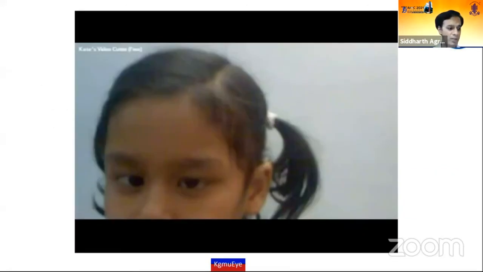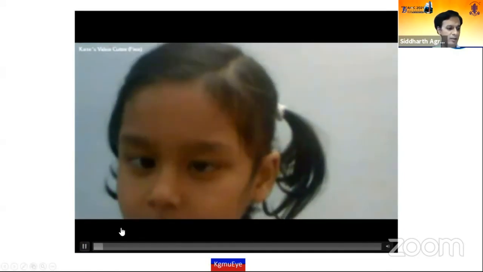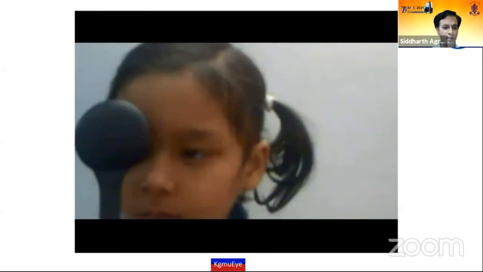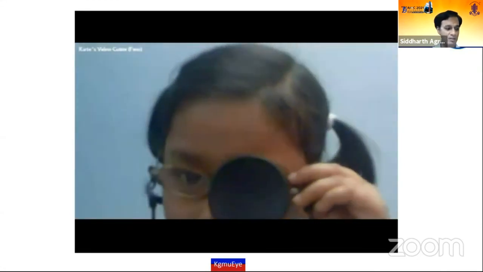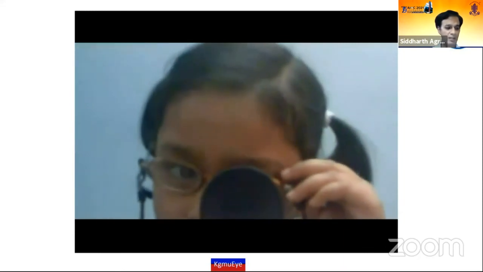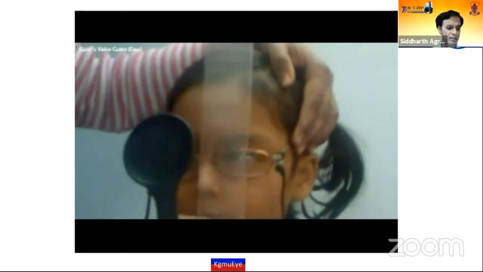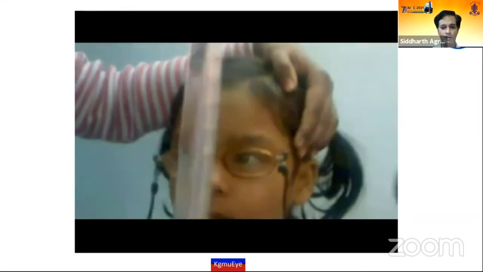This is a small video to demonstrate the cover test. The examiner first covers the fixing eye to elicit fixation movement in the non-fixing eye, without and with the glasses. To measure the deviation, prisms are then placed over the fixing eye, and they are gradually increased till no movement is noted. This gives us an idea of the amount of deviation.